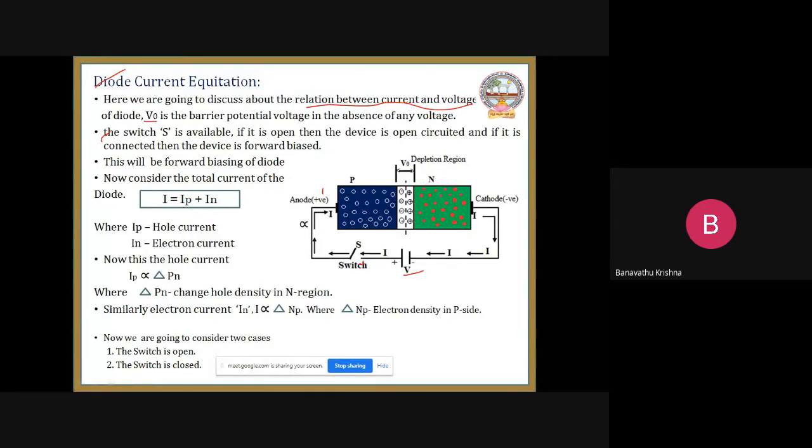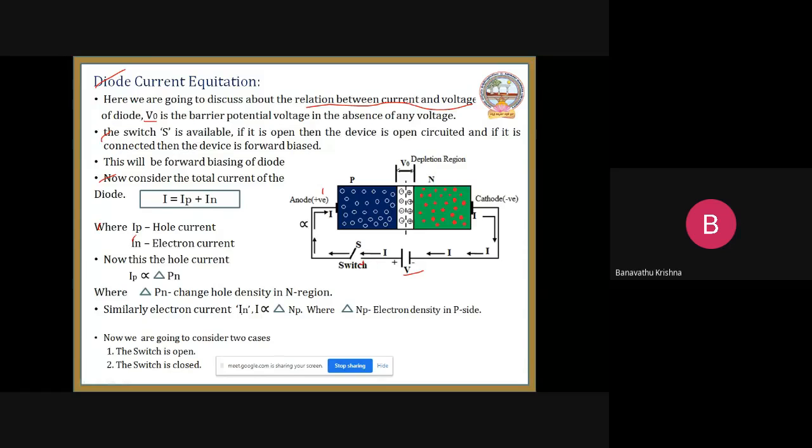Now consider the total current of this diode. Here I equals I_P plus I_N, hole current plus electron current, where I_P is the hole current and I_N is the electron current. Now this is the hole current. Here I_P is directly proportional to delta P_N, where delta P_N means the change in density of holes in the N side, the hole density in the N region.